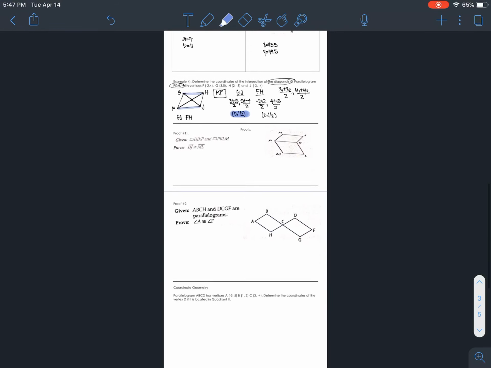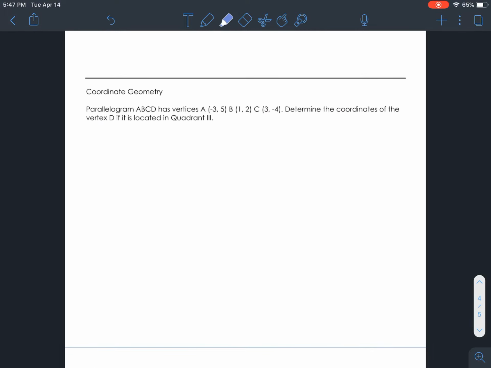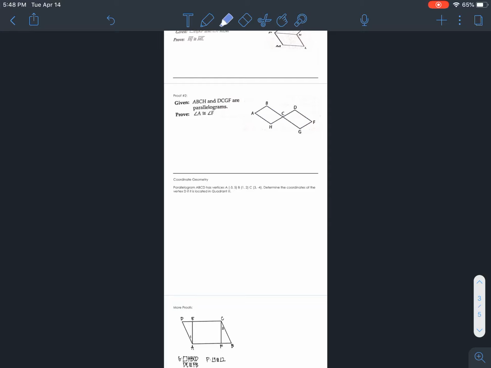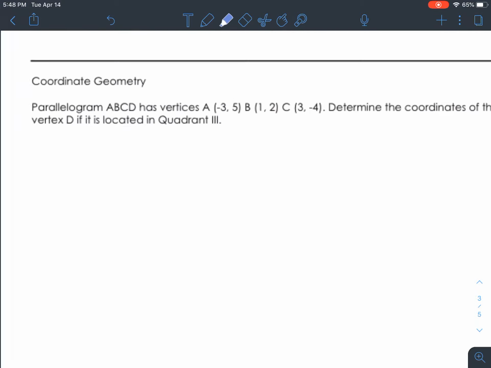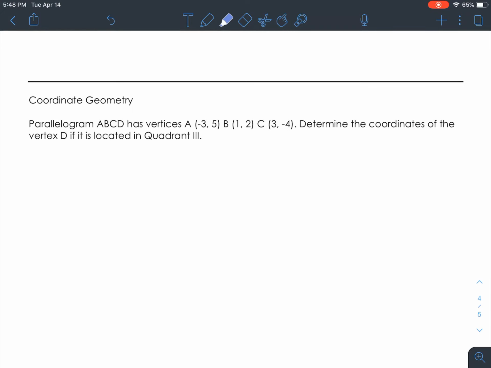Okay, so I am going to go down here to this other coordinate geometry problem, and then I'm going to do a couple of the proofs that are on here. For this coordinate geometry problem, I actually give this one as a challenge question in class, because I like to see how students are going to problem solve on this. So it is going to be a little bit longer of a process.